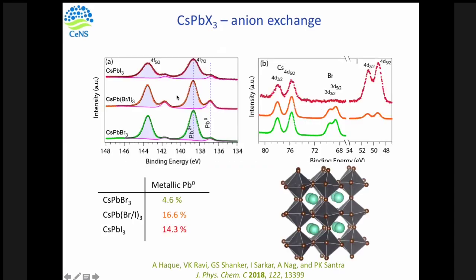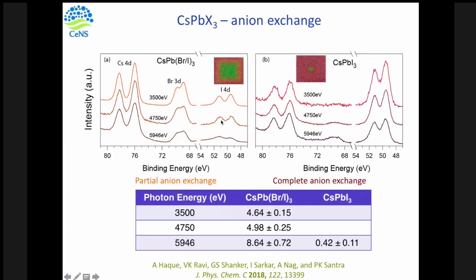So here again, as we increase the photon energy, the iodine 4D signal is going down. That means there is less iodine present at the core of the nanoparticle in this case. So it is forming this gradient structure, what I have shown here, instead of a homogeneous alloy of bromine and iodine. If it was homogeneous, then we would not see any change in the bromine 3D and iodine 4D photoelectron XPS data.